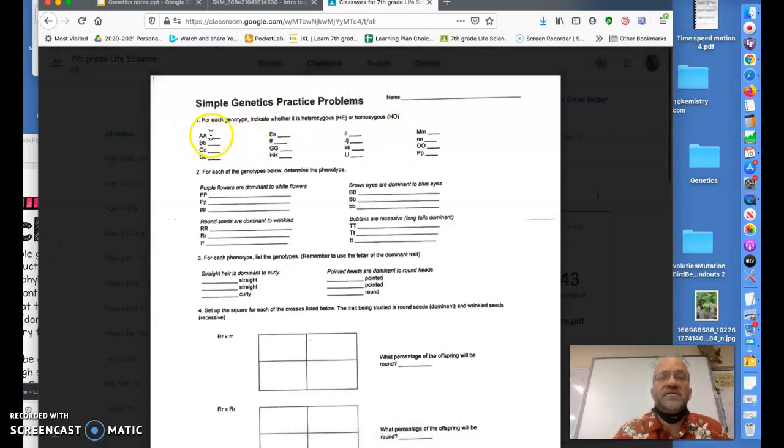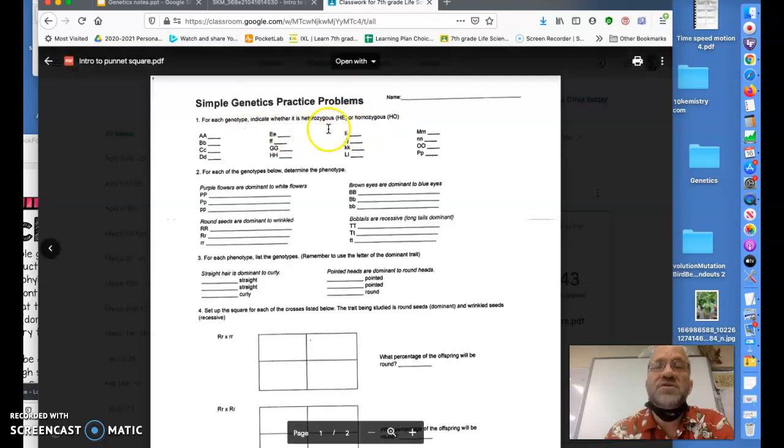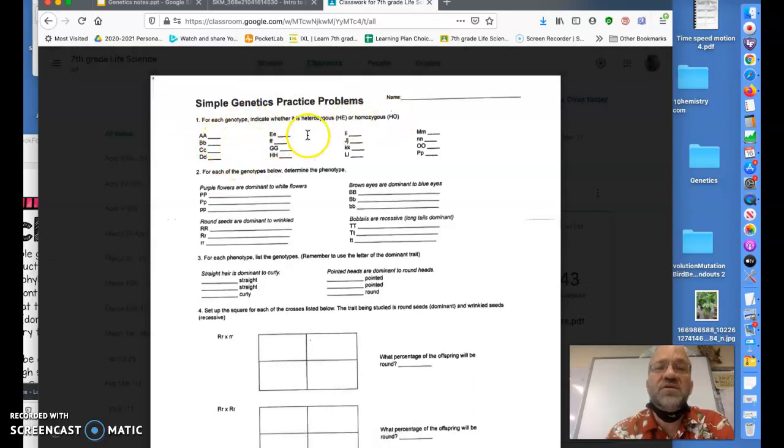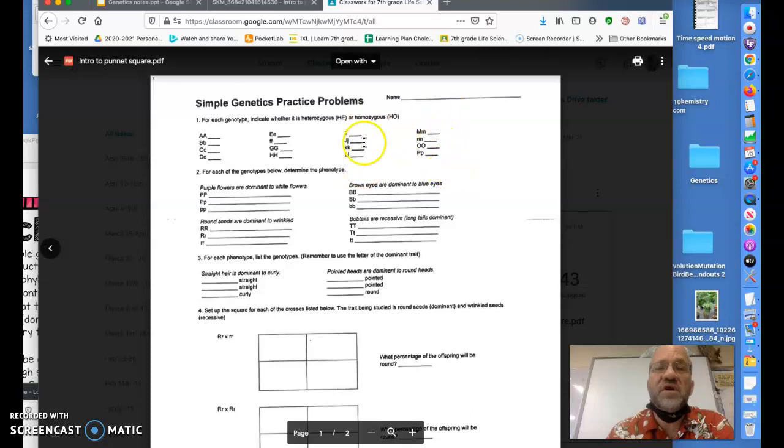And whatever that trait is, it would definitely be a dominant, whatever AA would stand for. Here, capital B with a small p, this is heterozygous. This is a heterozygous genotype. And so you're going to be putting HE for heterozygous, HO for homozygous, and you go on and do that for each of these, depending upon which one you're going to pick.